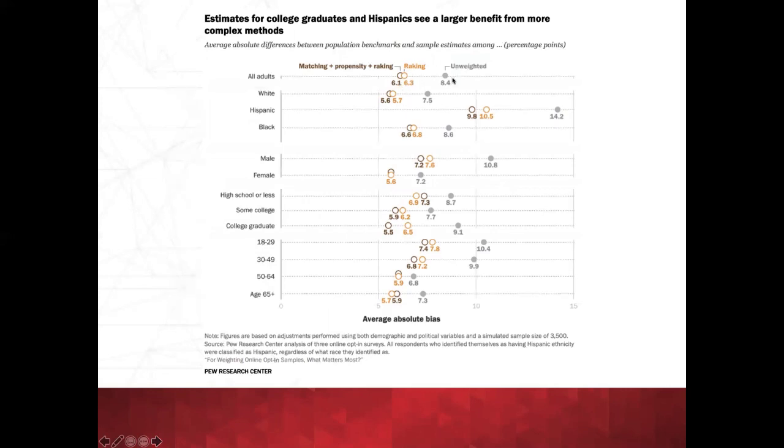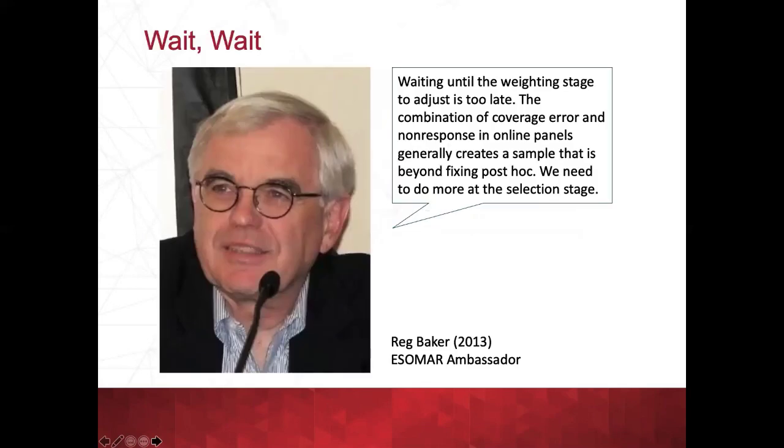So the gray is the unweighted data. This is the average absolute difference between the population benchmarks and the sample estimates. They tested raking, and then they tested sample matching and propensity plus raking, and found that in most cases, the more complex statistical method was not improving things beyond raking, which is rim weighting. So their recommendation was to use rim weighting going forward. And that's going to be our recommendation to folks.